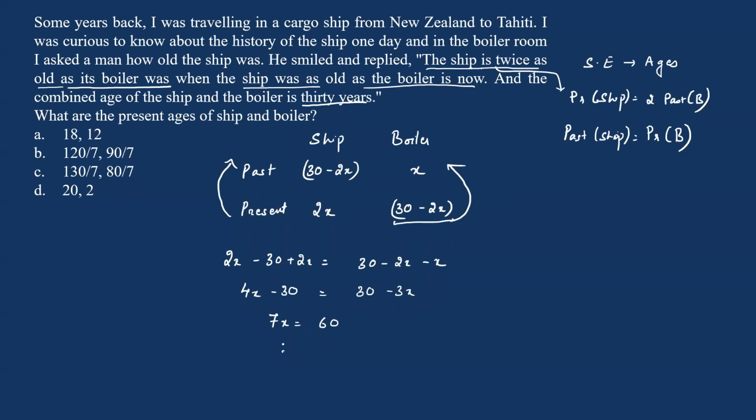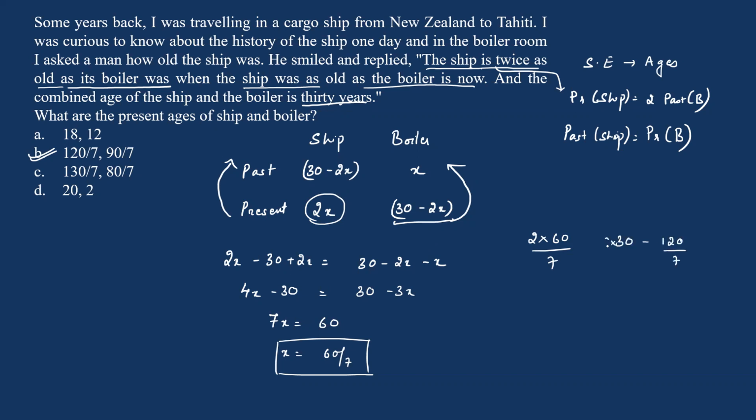Clear? When we transpose, you get 7x is equal to 60, or the value of x is equal to 60 by 7. Now we are not calculating the value of x for your information. We are calculating the present age of the ship and the boiler. So the present age of the ship is 2x, which will become 2 into 60 divided by 7, which is 120 by 7. And if you observe, 120 by 7 is only in one of these options.